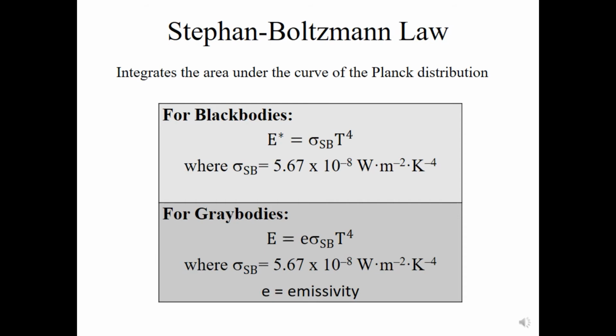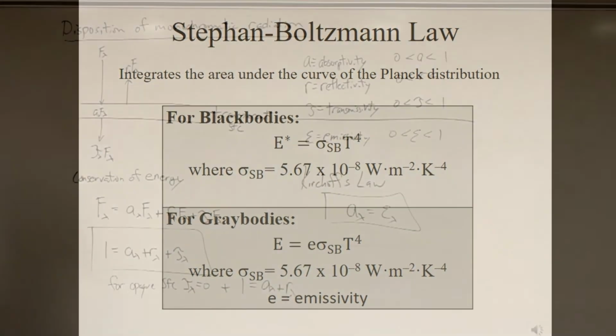And for gray bodies, the amount of energy that's emitted by that object, the irradiance, notice it doesn't have a star because this is a gray body, is equal to epsilon, where epsilon is the emissivity, which is a constant value somewhere between 0 and 1, multiplied by the Stefan-Boltzmann constant times temperature to the fourth. And the emissivity is basically object dependent. Every object has a different emissivity.